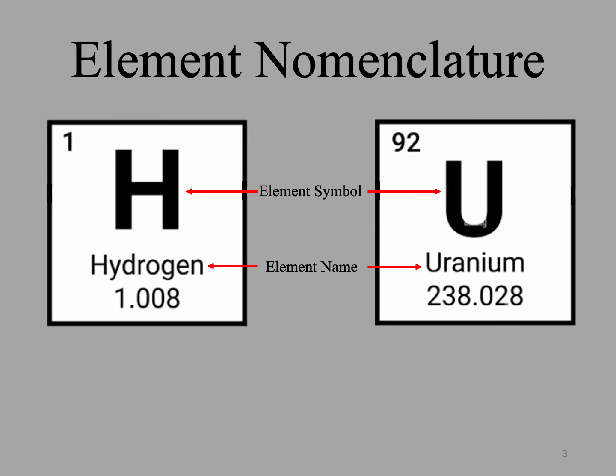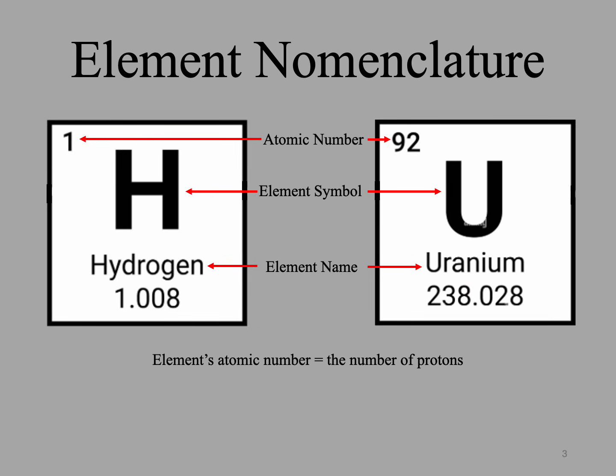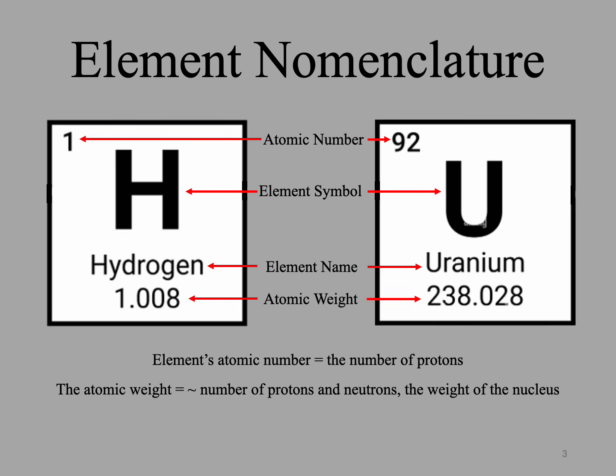The number of protons determines the atomic number. In the case of hydrogen, there is only 1 proton and only 1 electron, hence its atomic number is 1. Uranium has 92 protons and electrons, hence its atomic number is 92. The atomic weight of an atom in a neutral state is the sum of the protons and neutrons, the weight of the nucleus.